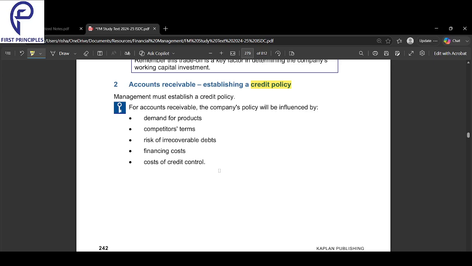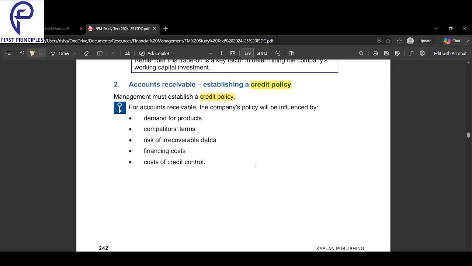A credit policy basically means the rules the company sets for giving credit. You have to set some ground rules. What the management must establish is a credit policy. You set rules for how much credit you will give, when you will give, and who you will give it to. Those rules are called a credit policy.